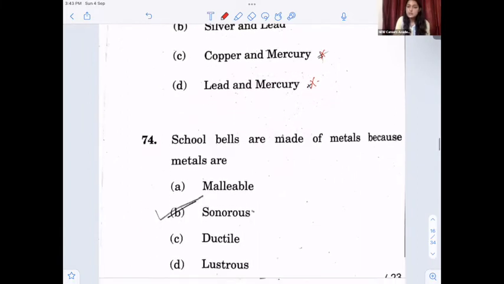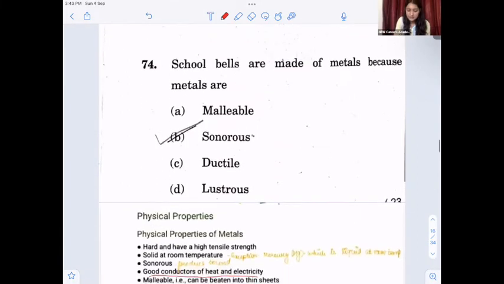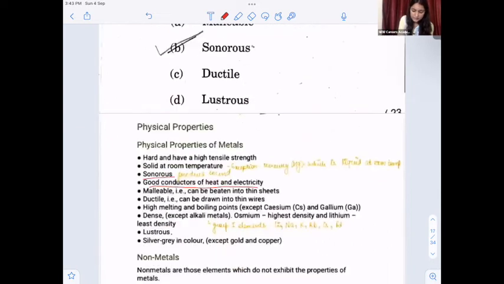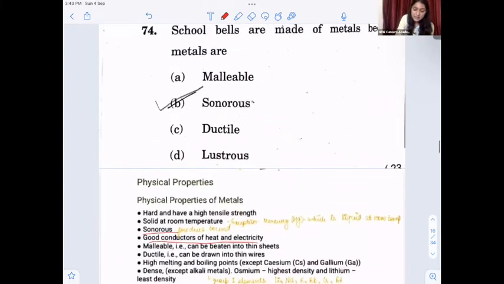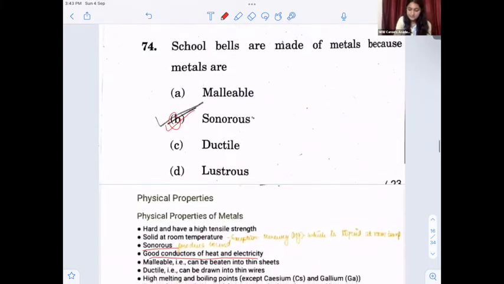Next question, school bells are made of metals because metals are, answer is sonorous. Sonorous means they produce sound. Metals produce sound. So option B is the correct answer, sonorous.